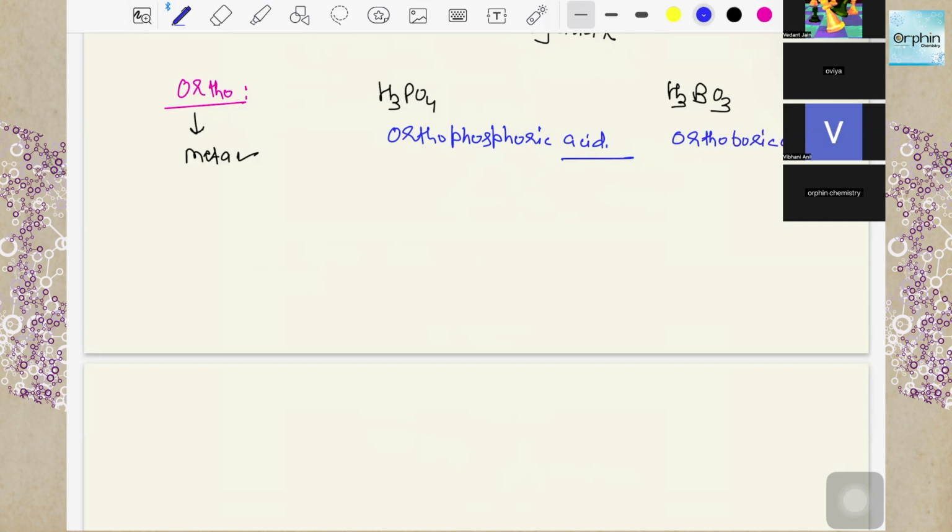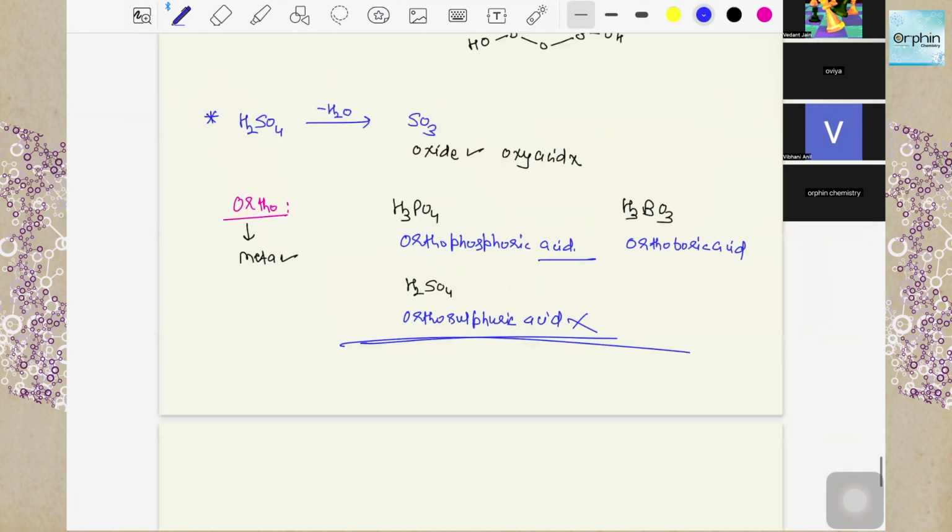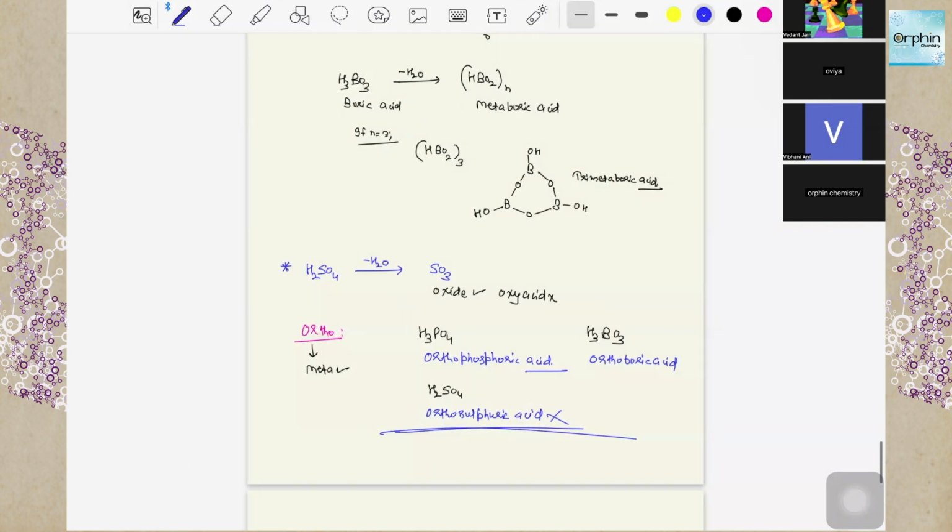But sometimes we see that they write orthoboric acid. Why? Because from boric acid the meta form can be derived. But you will never see orthosulfuric acid, because from sulfuric acid the meta form cannot be derived. So these are the names of oxy acids.